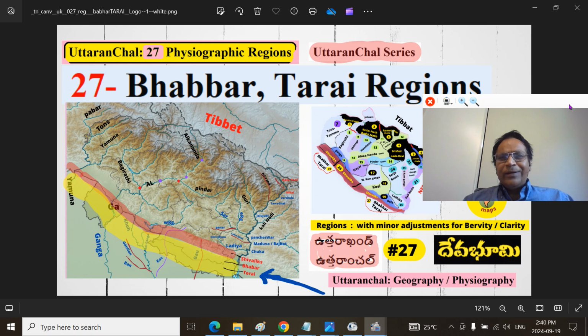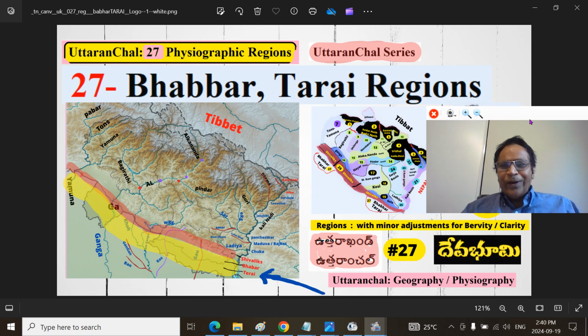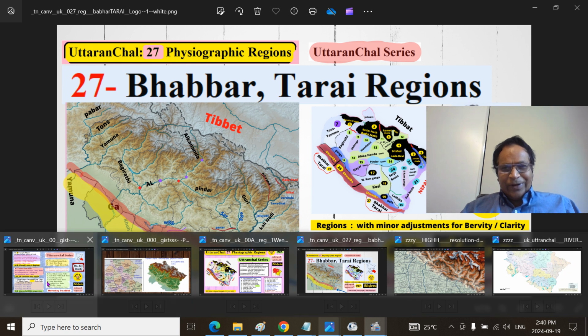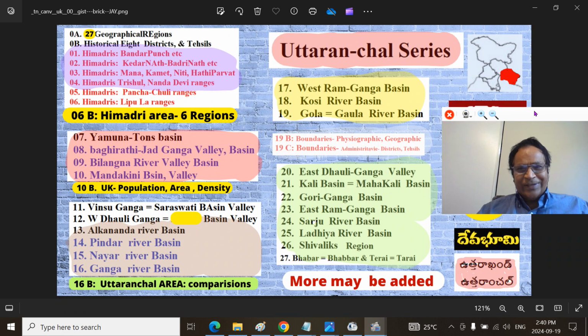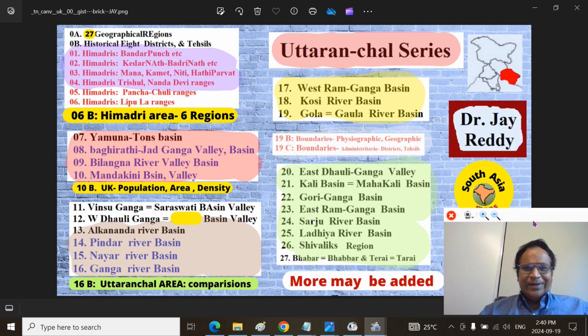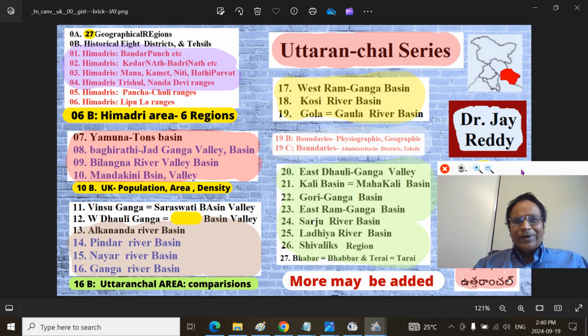and then the physiographic form, and I will also show the different versions of the physiographic map so that the ideas will be very clear for you. Mitranam, this is our Uttaranchal series. We are in part 27. That is the Bhabar. It is spelled differently, Bhabar or Bhabhar Tarai region. And this part we are talking today.